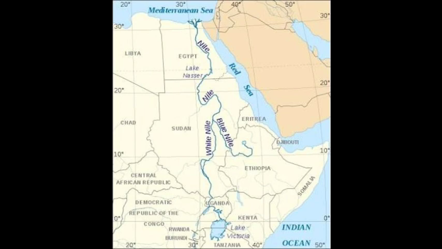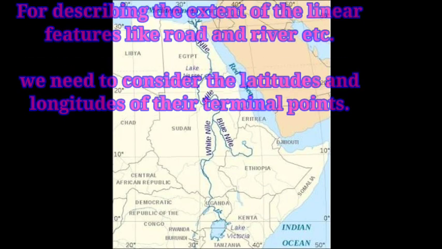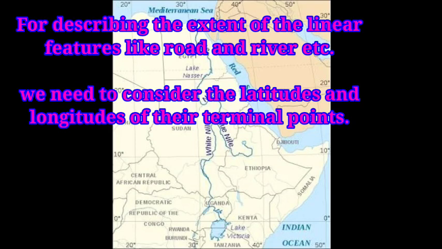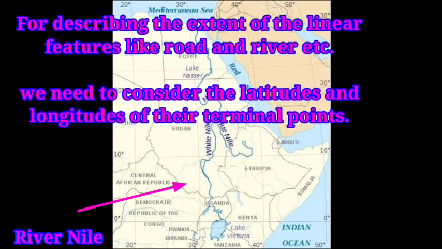Next description, the extent of a linear feature like a river and road. When we describe the extent of a linear feature like a river and road, we need to consider the latitude and longitude of their terminal points. For that, here is the example of the river Nile in Africa. It originates in Lake Victoria and flows north and meets the Mediterranean Sea near the city Alexandria in Egypt.